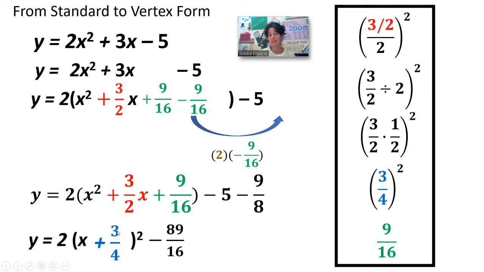The vertex would be negative 3 over 4, comma, negative 89 over 16. We could plot that point. That would be our vertex. The y-intercept would be negative 5. The axis of symmetry would be x equals negative 3/4. And because the leading coefficient here, a, is positive 2, we would have a parabola that is smiling.